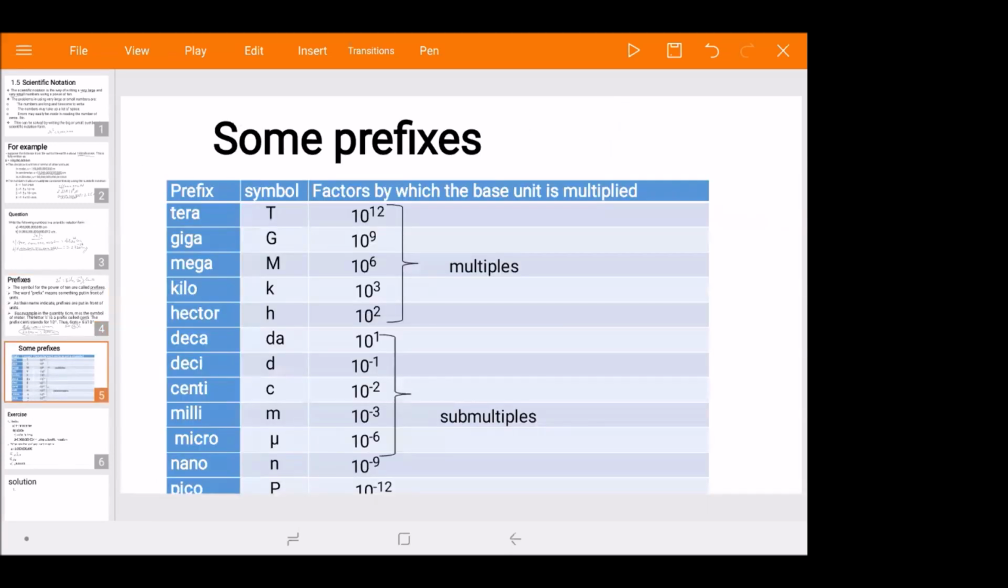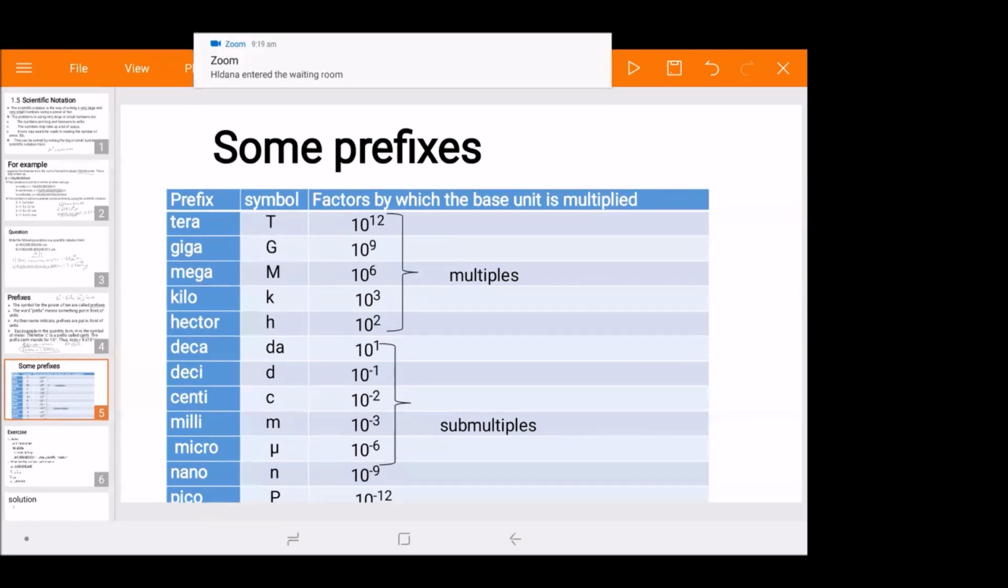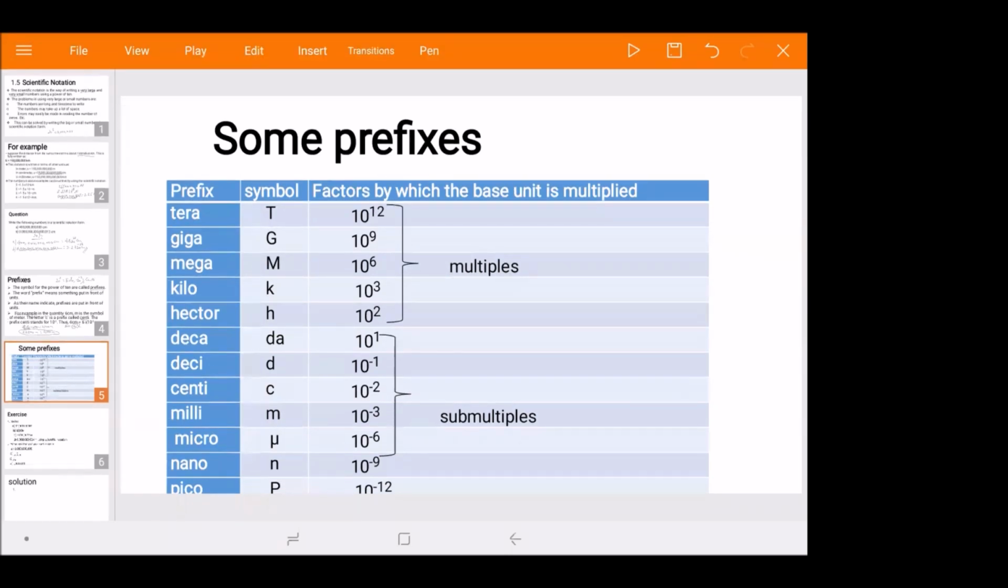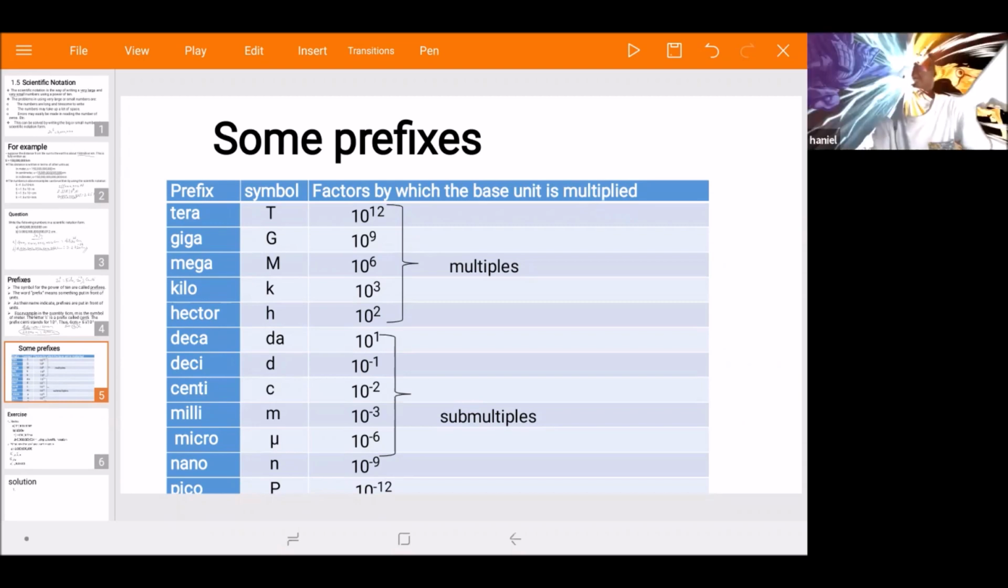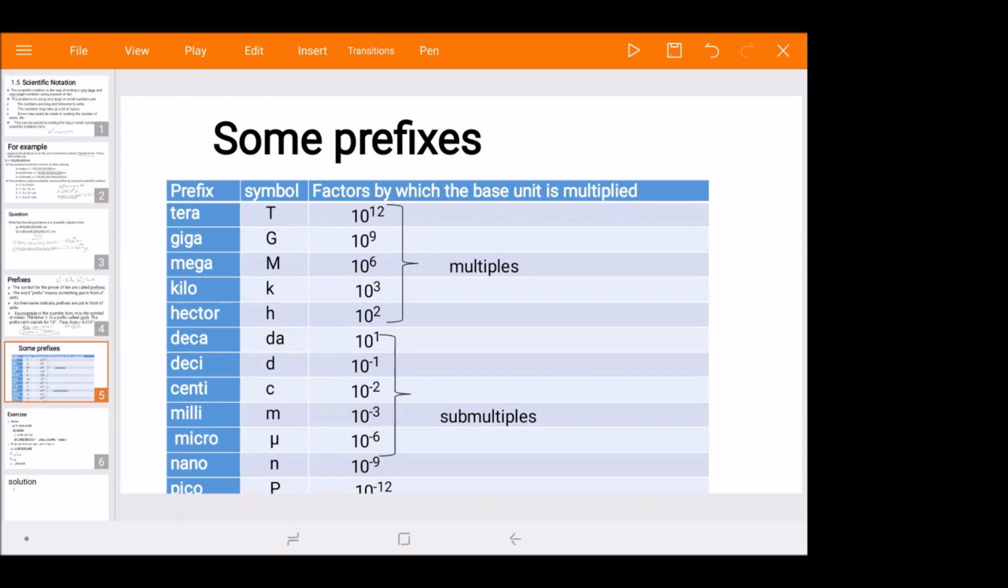Let's look at some prefixes in physics and their values. For example, prefixes, symbols, and the factors by which the base unit is multiplied. Before this, for example, 8 GB. When you talk about 8 GB, B means bytes and G is a number. It is the number that represents 10 to the power of 9, or 1 billion.